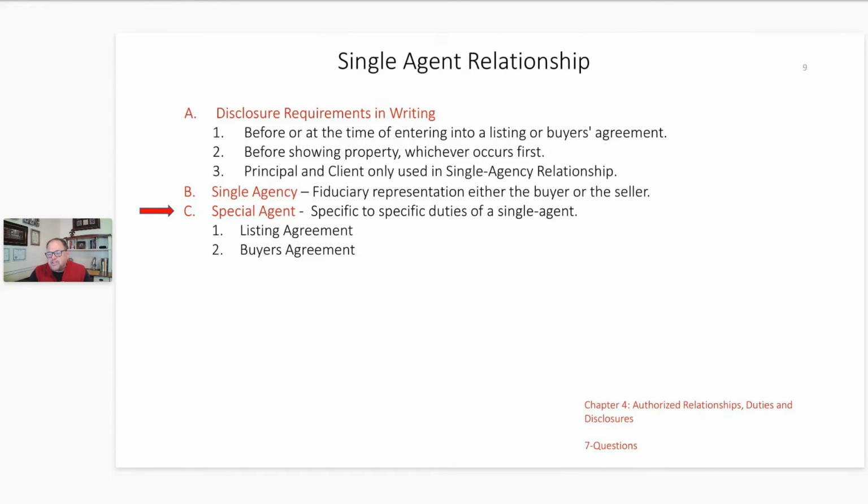If dual agency is allowed, under what conditions can you be a dual agent? Is there ever a time you can be a dual agent in Florida? What would that be under? From your studies, when can you be a dual agent?